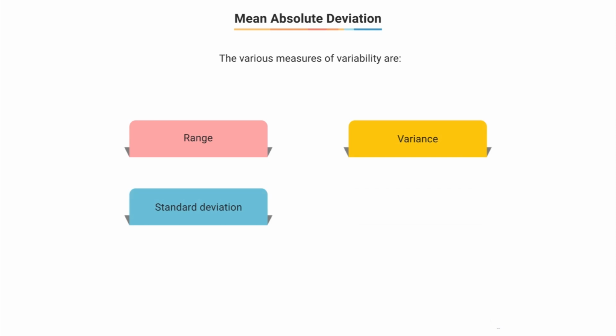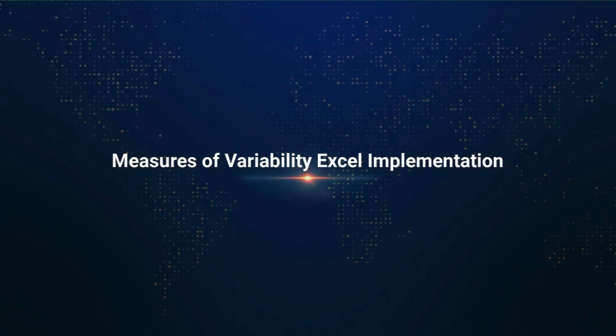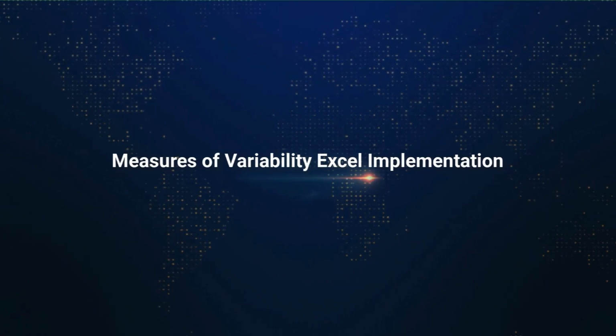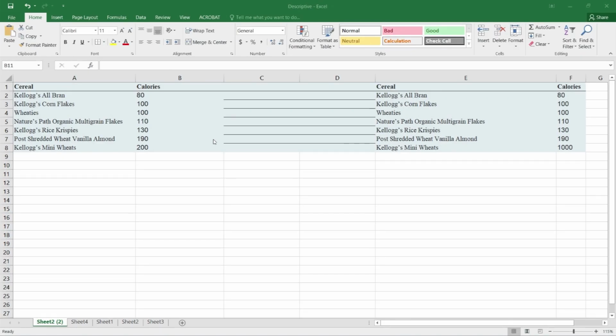Till now, we have discussed the measures of variability, that is range, variance, standard deviation, and mean absolute deviation, MAD. In the next set of videos, we'll discuss different measures of shape. We'll start with the Excel implementation of measures of variability. First, we'll discuss the measure of range, which is the difference between the maximum and minimum value in a given sample.